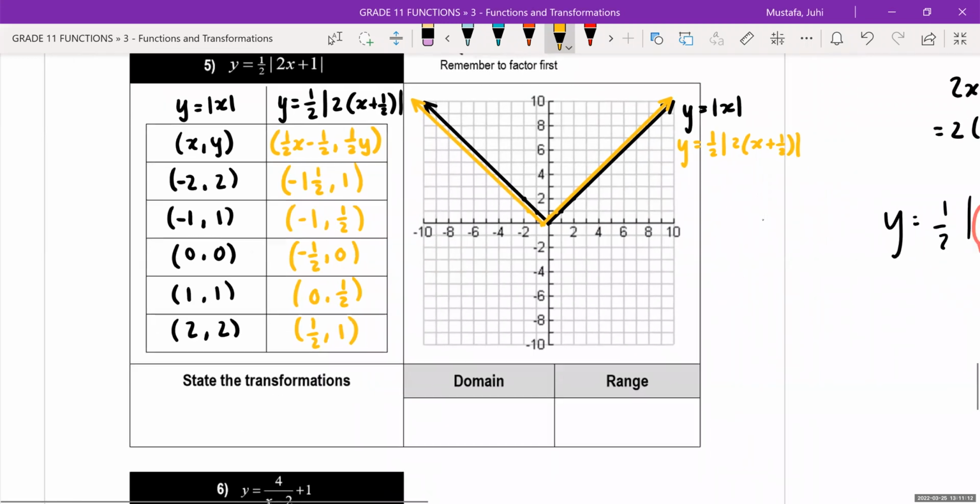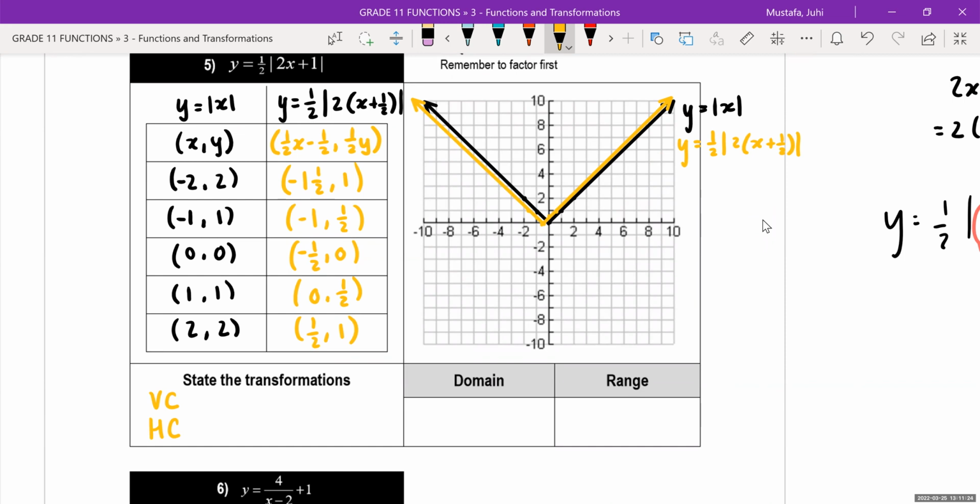So if we were to list our transformations, the half in the front tells me there is a vertical compression. That means the graph is compressing like this. And then the 2 inside tells me there is a horizontal compression. So it's kind of squishing in like this. And then we have one horizontal translation, just half a unit to the left. So very, very tiny shift, half a unit to the left.